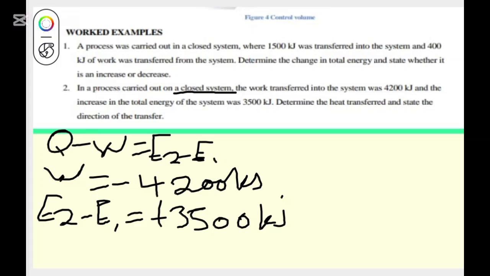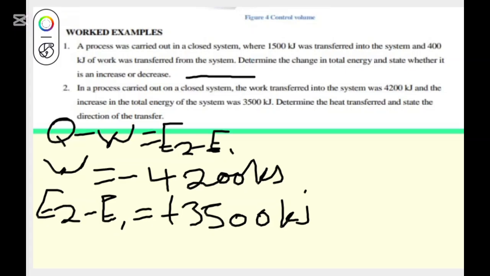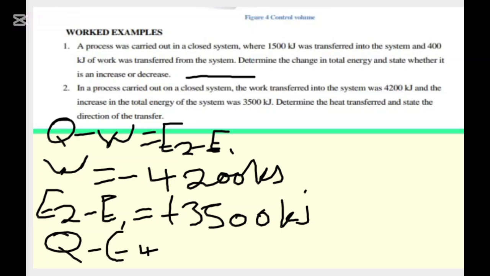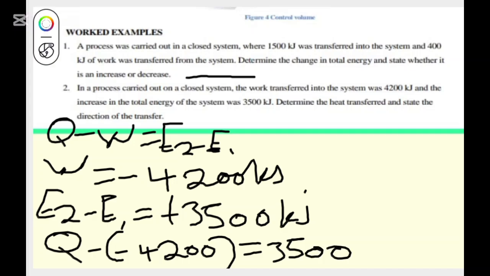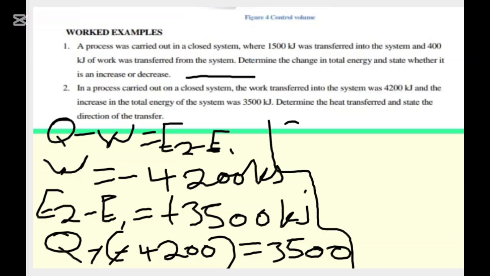The next thing I have to do is substitute into this formula. So I will say Q minus open bracket minus 4200 close bracket is equal to the increase in total energy, E2 minus E1, which is 3500. So this should now turn to plus because all are negative. So Q plus 4200 is equal to 3500.